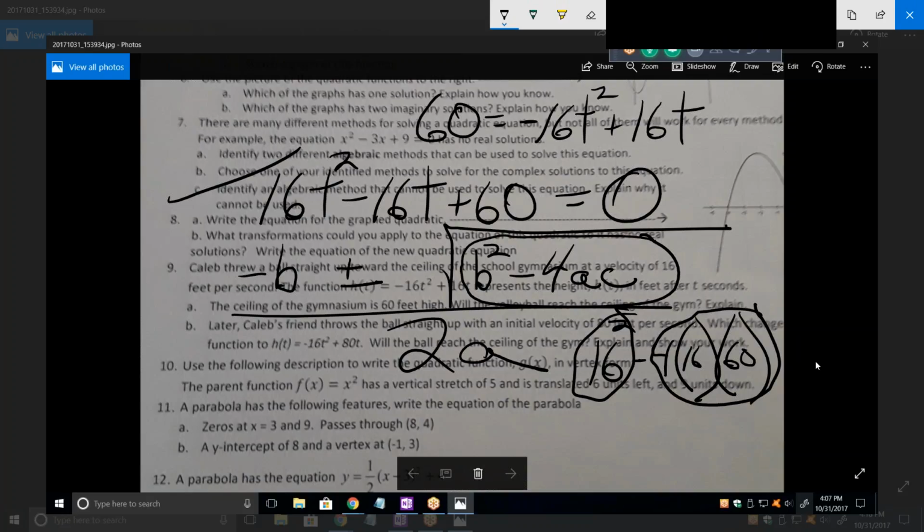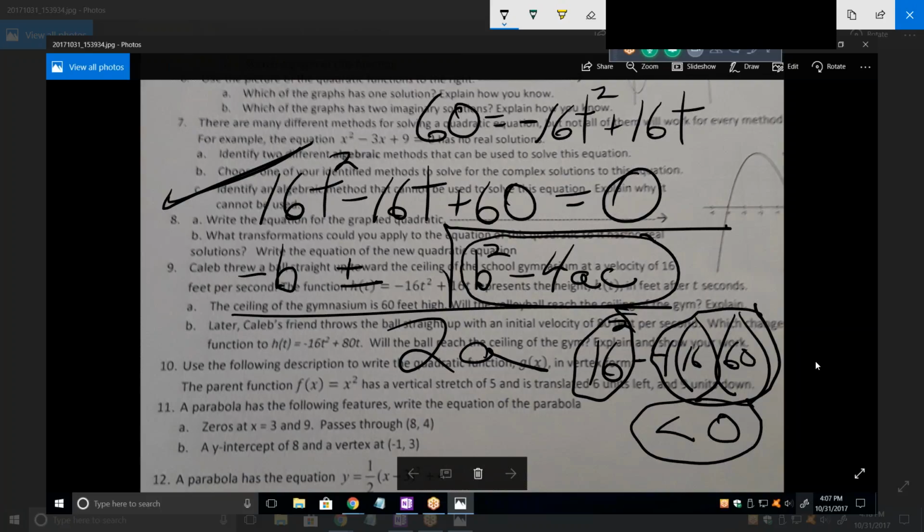The -1 times 16 times 60 is bigger. So the discriminant is negative. Right, it's less than 0. That's all we need. We don't actually need to know what it is. We just need to know it's less than 0. That tells us that this quadratic has only imaginary solutions, which means it's not going to hit the ceiling.